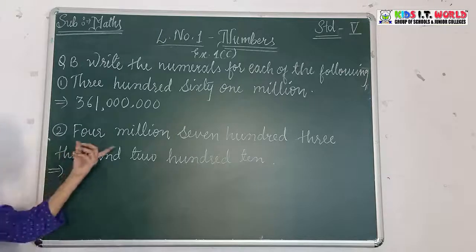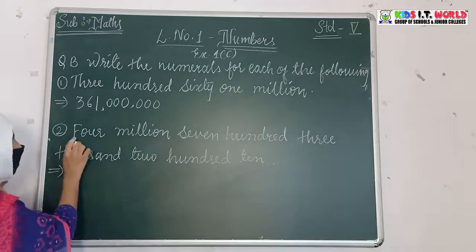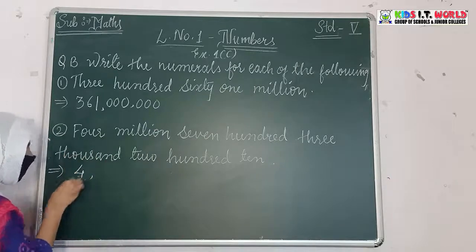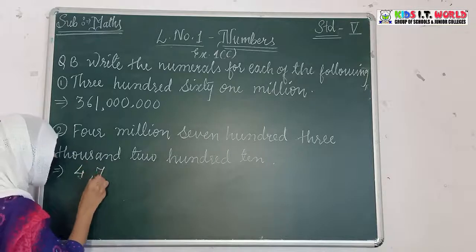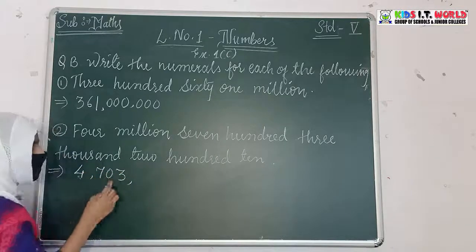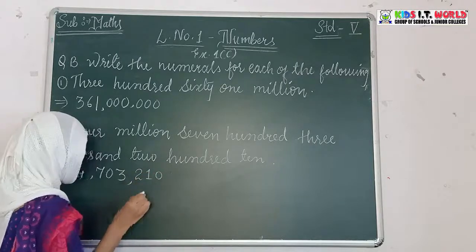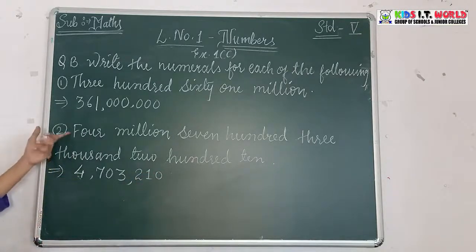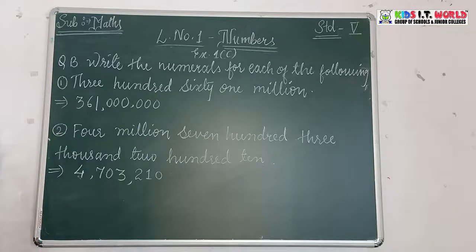Now the next one, 4,703,210. Write it separately. Just see the one period. 4 million. Okay. Then 703,000. So 703,000. The next is 210. In this way, you have to write this wording form into the numeral form.